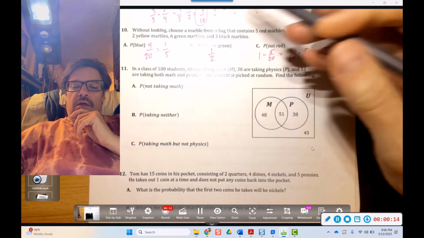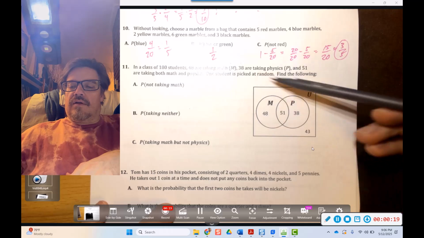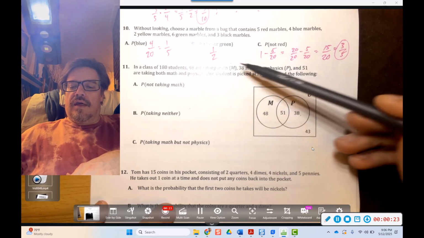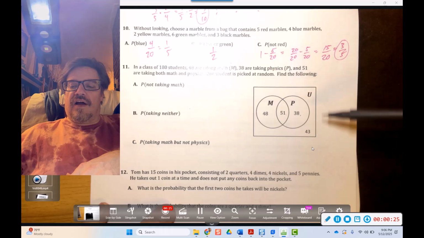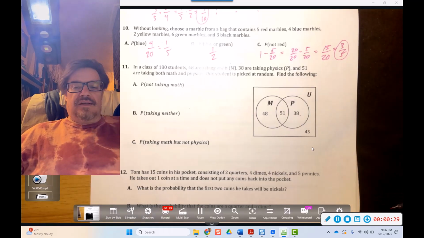Number 11. In a class of 180 students, 48 are taking math, 38 are taking physics, 51 are taking both, and one student is picked at random. Find the following. So it looks like 43 of them are not taking either, so we're just going to do some basic math here.